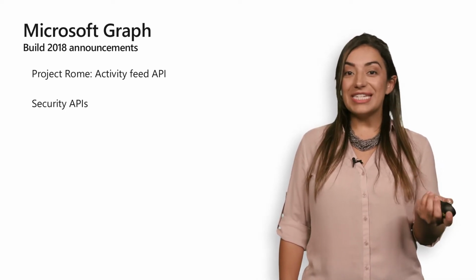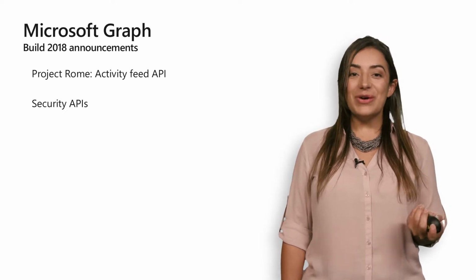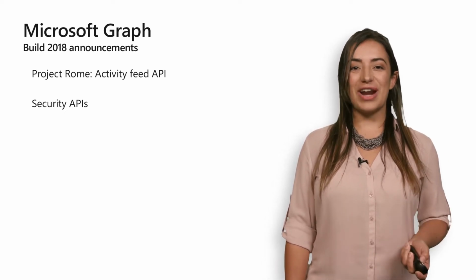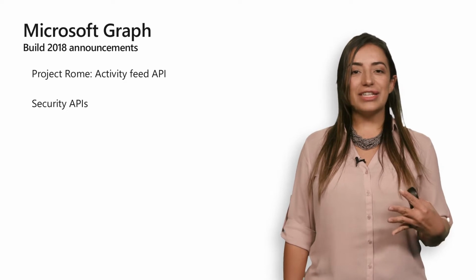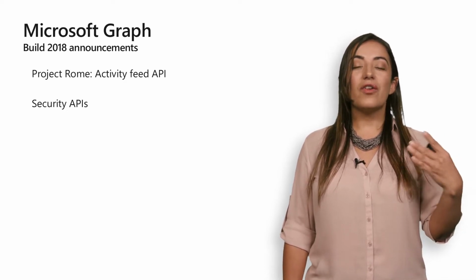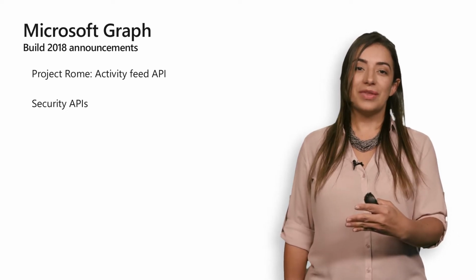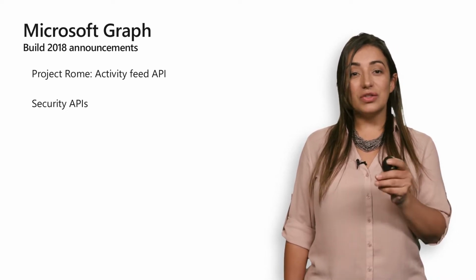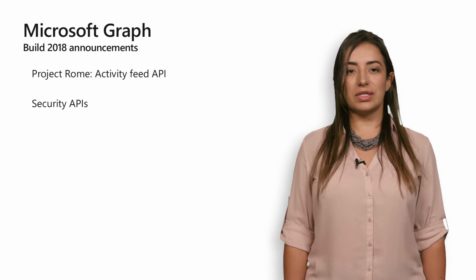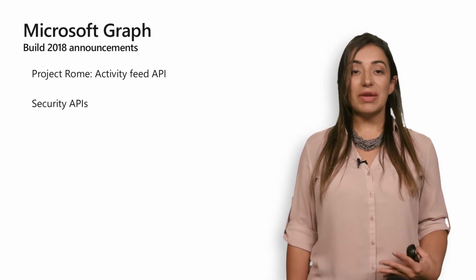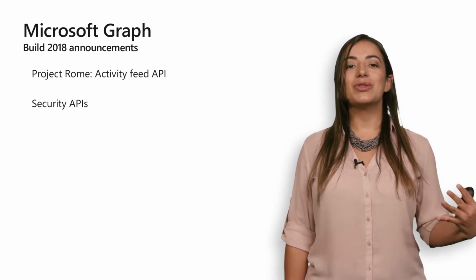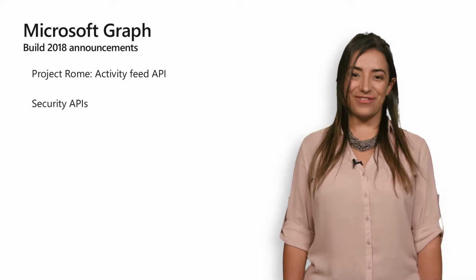Next, we have the security APIs. We announced the preview of the security APIs in Microsoft Graph. This provides a standard interface and common schema for integrating security solutions from Microsoft and partners. You can access or act on security insights from multiple sources, and partners can contribute security alerts and expose security actions through the graph.